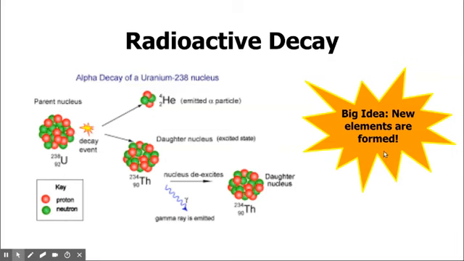The big idea here is in all radioactive decay, all new elements are formed. Because we change the nucleus, we now have new elements because we've separated the protons. When you separate protons, you then form new elements. And before this, we never dealt with the protons. Protons never change. But in nuclear reactions, because we're affecting the nucleus, the protons do change, so new elements are formed.